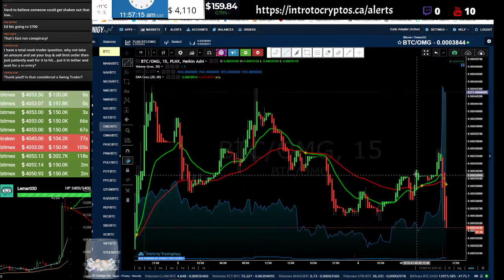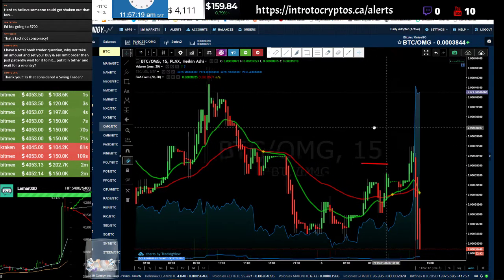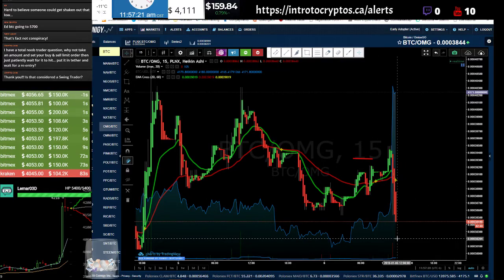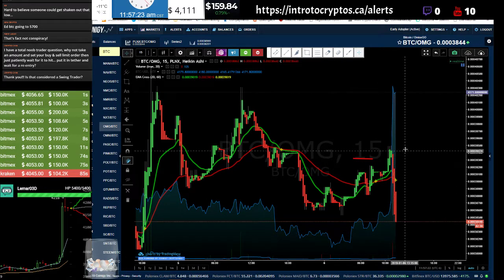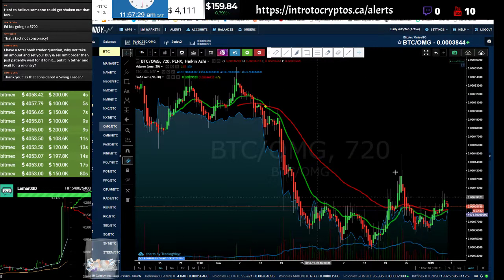So actually, look at that. When we zoom in, OMG, like some of the other ones, has been pushed down as Bitcoin spiked up there. I'm certain that's going to turn around and go the other way. It could be a great opposite of a whipsaw.